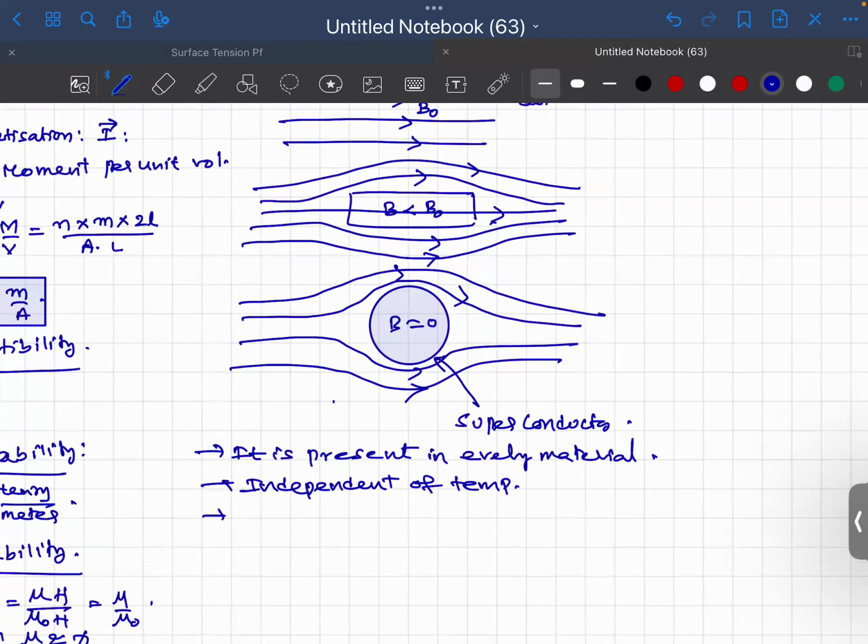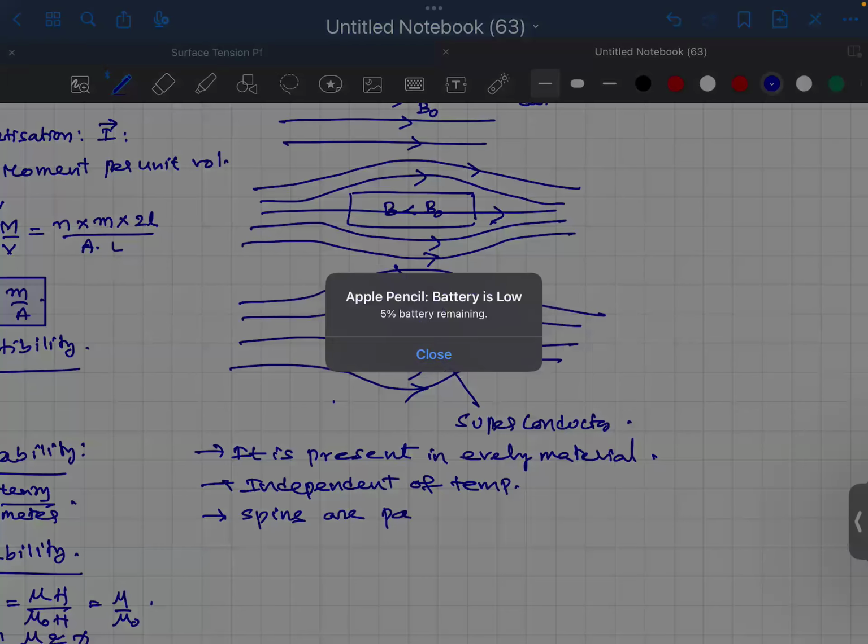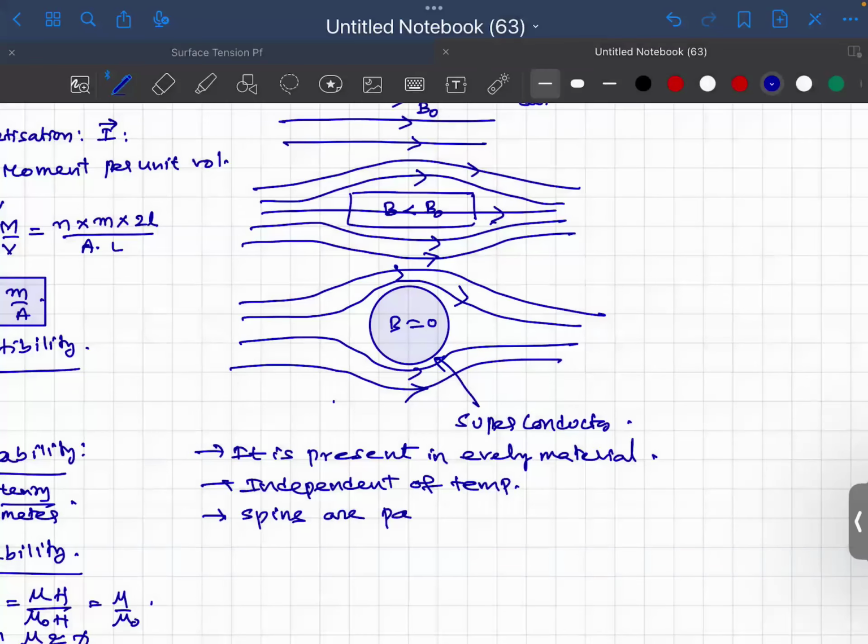I'll give you some examples related to this. Now, basically, you will find these materials, maximum such materials. In diamagnetic materials, the spins of electrons are paired. Paired. Don't say unpaired. Paired.